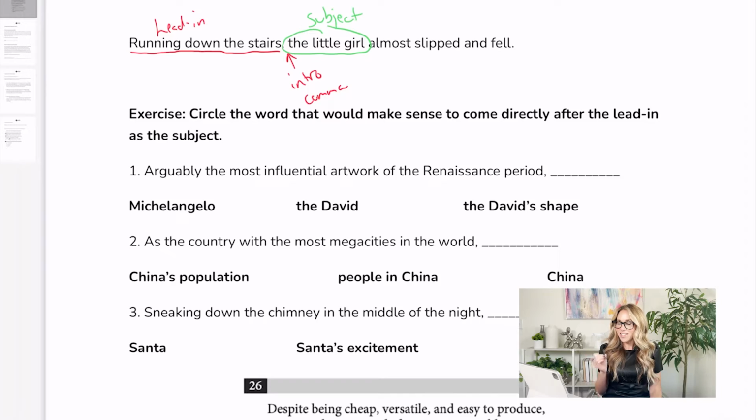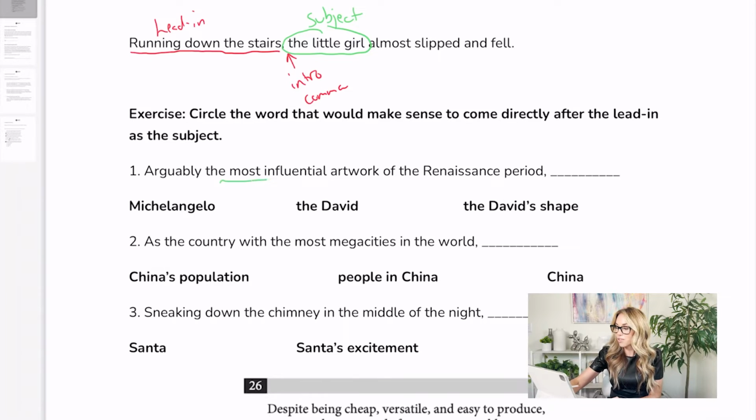Let's take a look at a few examples together. If I said arguably the most influential artwork of the Renaissance period, what would be the subject here? Go ahead and pick one. Well, we're looking for the most influential artwork. It wouldn't be Michelangelo, he's an artist. It wouldn't be the David shape, because that's a shape, that's not an artwork. It has to be the David.